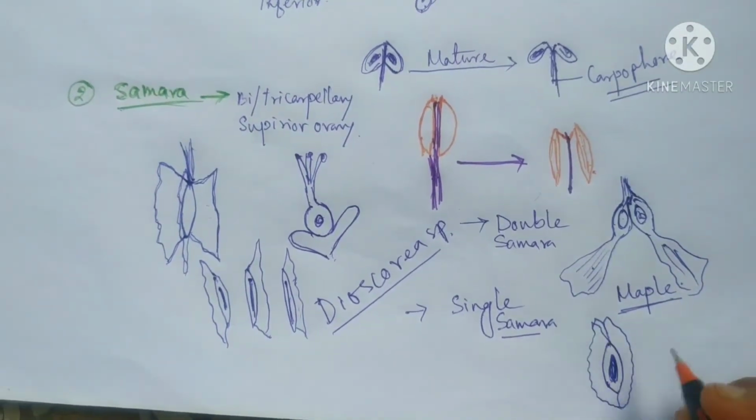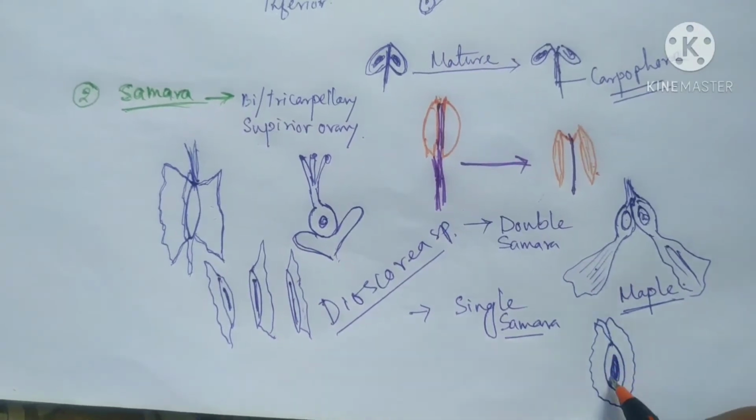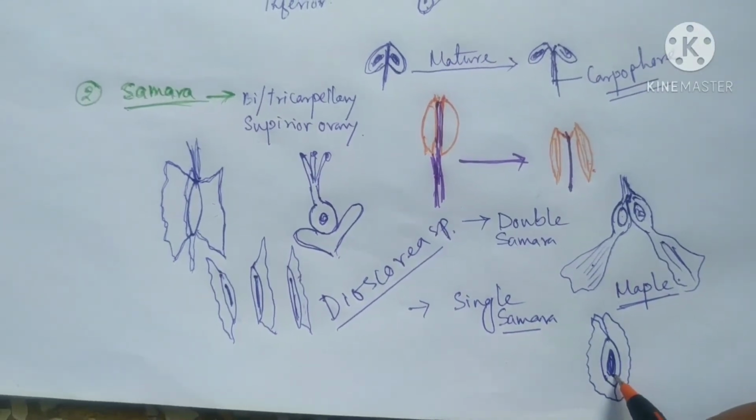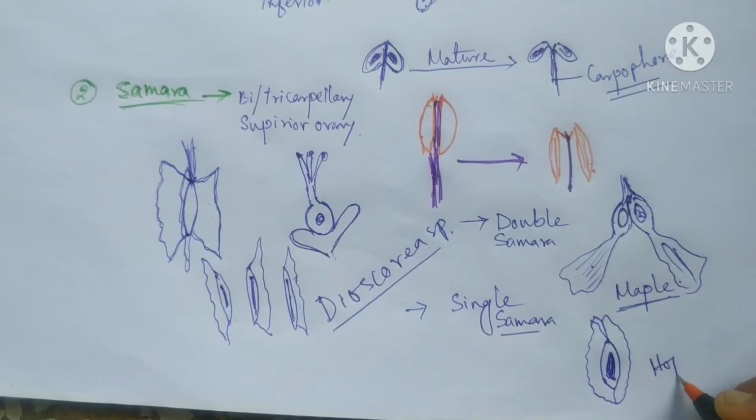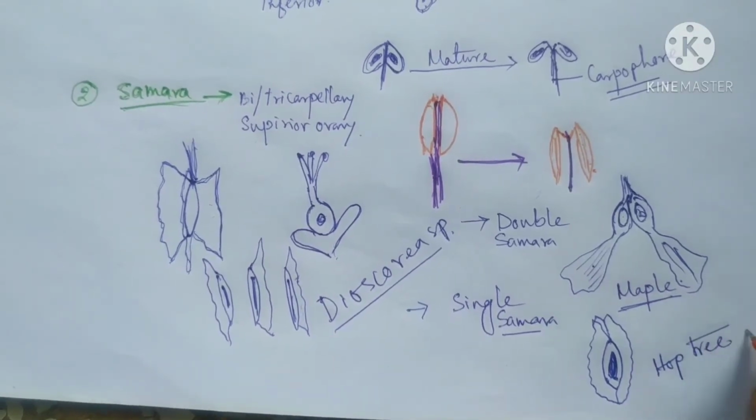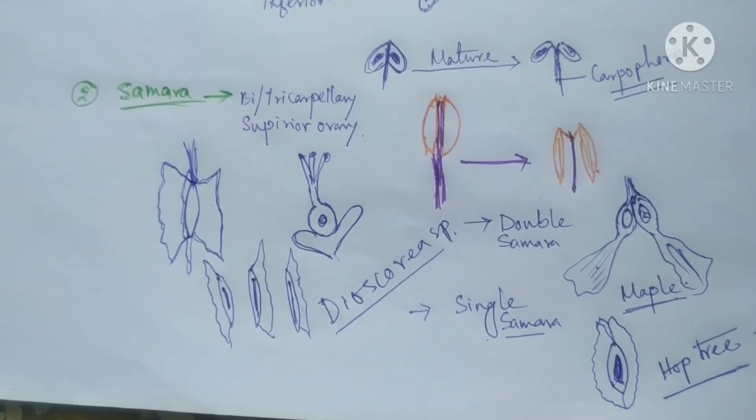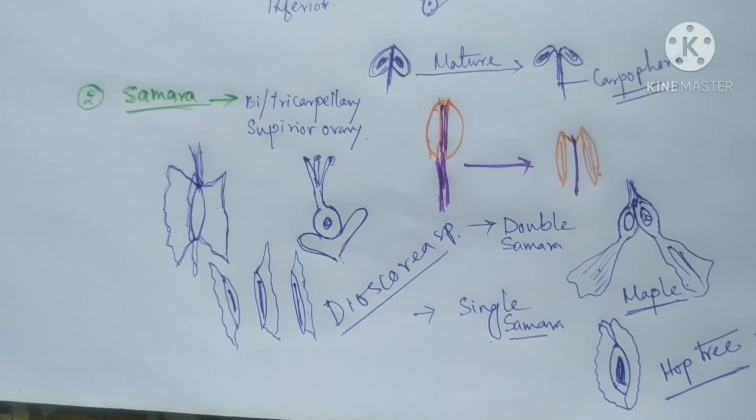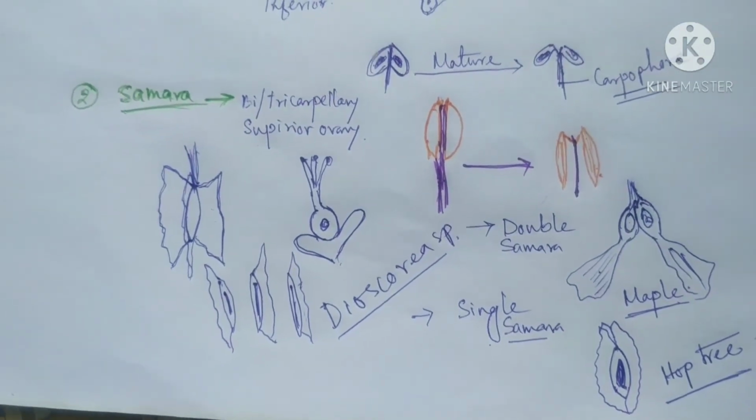So it is single Samara because it contains a single seed. Hop tree is an example of single Samara, right? Now the next type, schizocarpic fruit, samaroid. Okay, so like Samara, samaroid type fruit contains wings.